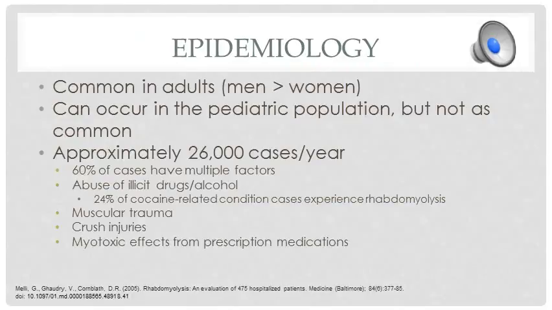With regards to epidemiology, rhabdomyolysis is most common in adults. It can occur in the pediatric population, but it just isn't as common. There are approximately 26,000 cases of rhabdomyolysis each year, with the majority of the cases having multiple causative factors. And one study out of the Journal of Medicine actually found that 24% of cocaine-related conditions experience rhabdomyolysis.